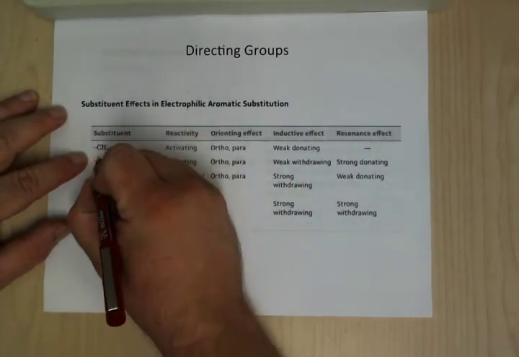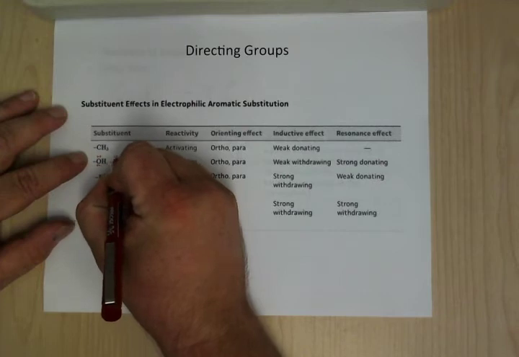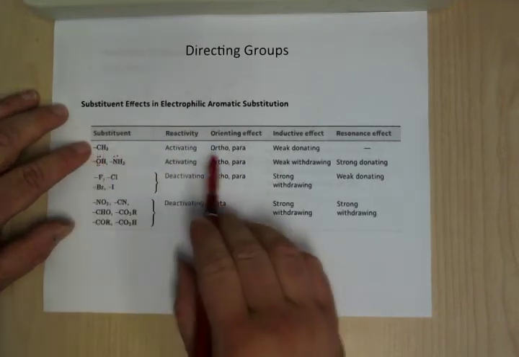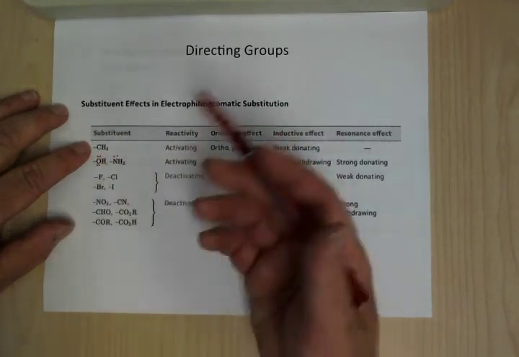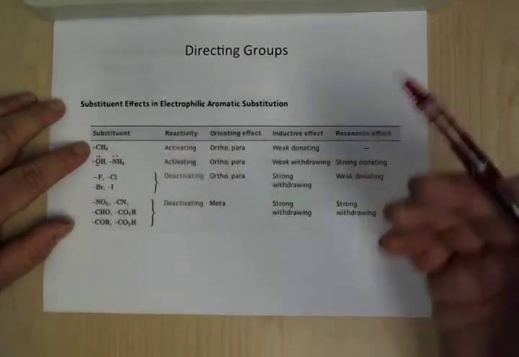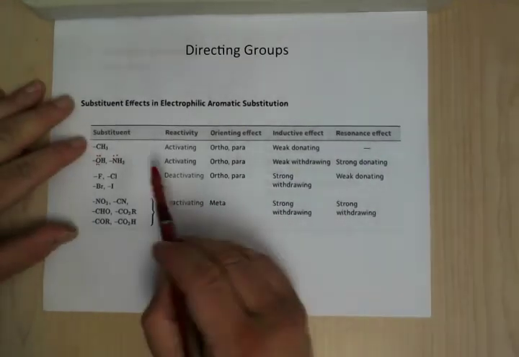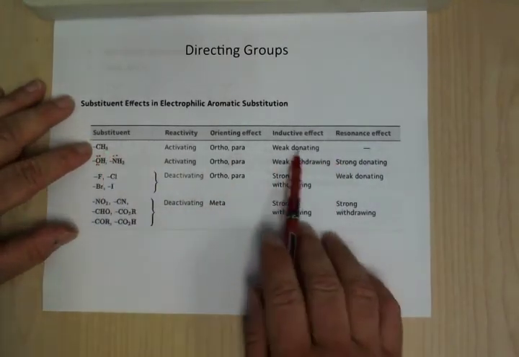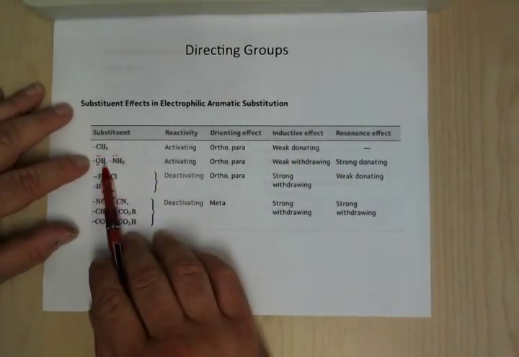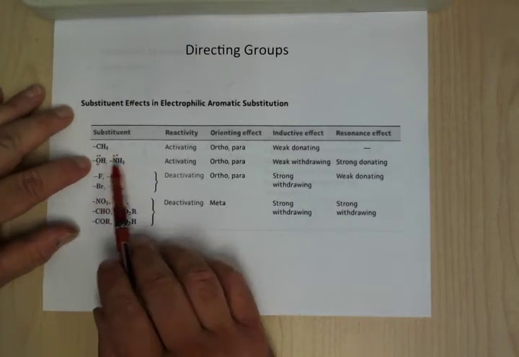So if you have regular alkanes, stuff like that, these are going to be ortho-para. Doesn't matter if it's methyl, ethyl, propyl, butyl, cyclobutyl, cyclohexyl, whatever. Those are weakly activating, but they're ortho-para.